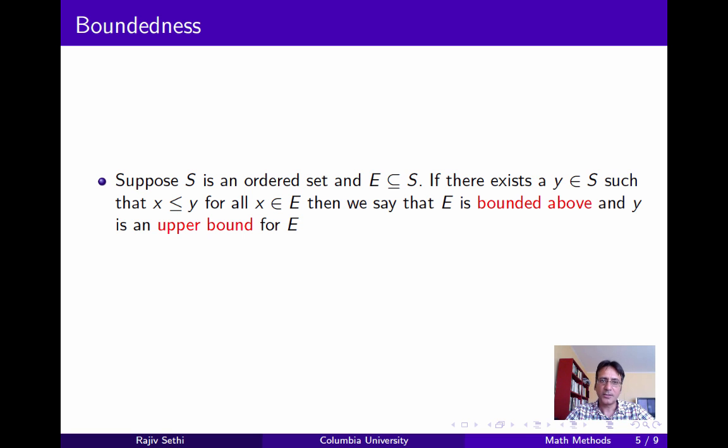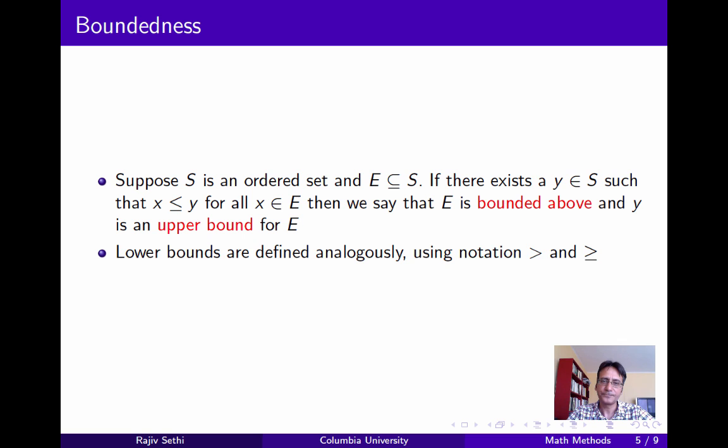Next, we introduce the concept of boundedness. Now, suppose S is an ordered set and E is a subset of S. If there exists an element y in S such that all elements of E are less than or equal to y, then we say that E is bounded above and y is an upper bound for E. And lower bounds can be defined in the same way, using the notation greater than or equal to.